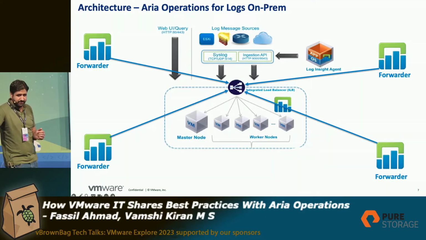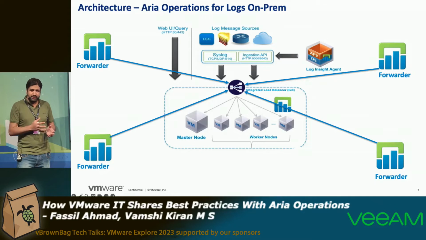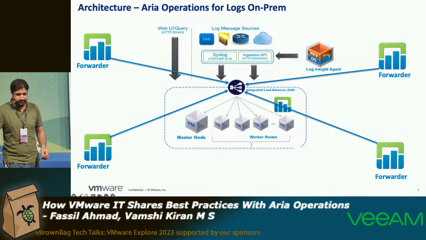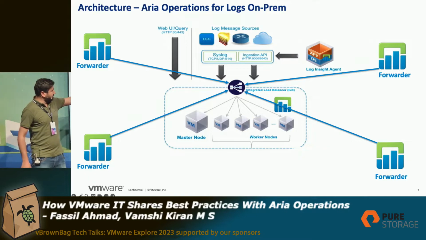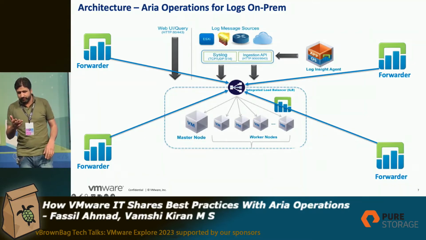Second thing, in case of network loss, this piece has the capability to cache those logs, around 2 GB. Once the network restores, it sends those logs back to the centralized server. And we do use something called the integrated load balancer, which is basically the VIP IP.